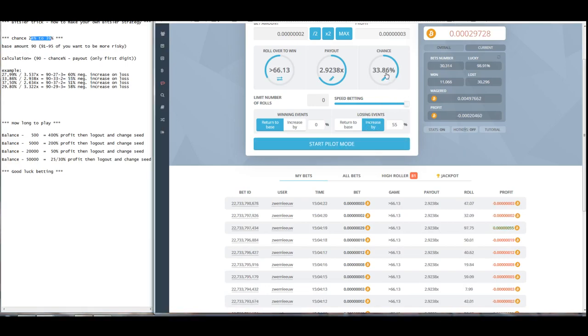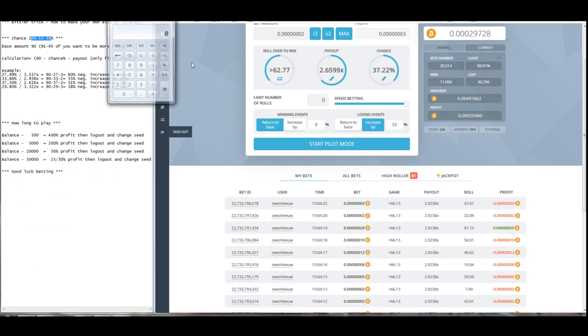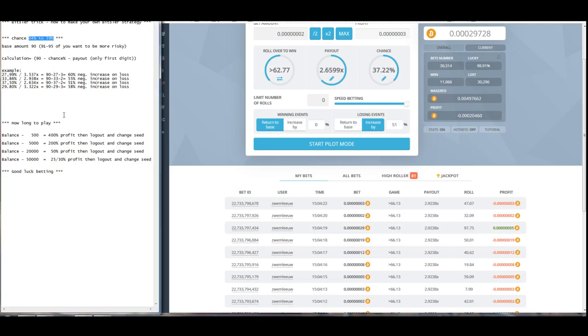So if I put in here, let's say 37.22, that would mean 90 minus 37 minus the first digit, minus 2, is 51. So for this instance, you're going to put it in like this. You can do this for every chance number between this and that. So in the area of 24 to 39, you can change your strategy multiple times. And as always, if you got a big profit, if you're starting at a very low rate and you're at 2000, log out and change your seed.